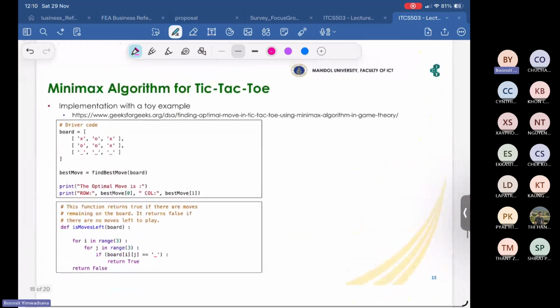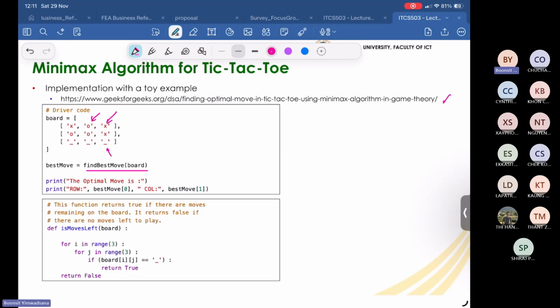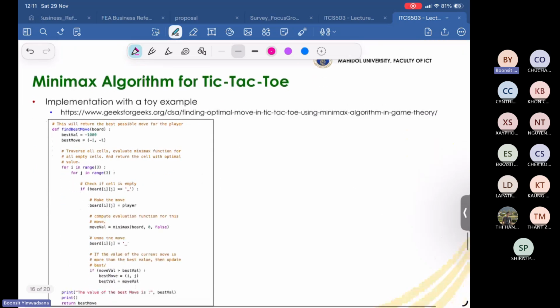By doing this, you can implement this using a toy example. Coming up with this, I copy the code from here. So you can first create the board. You define availability using this symbol. Your marks, X and O, are provided here. To play this game, you call find best move for the current move, and then the program will call the best move function.